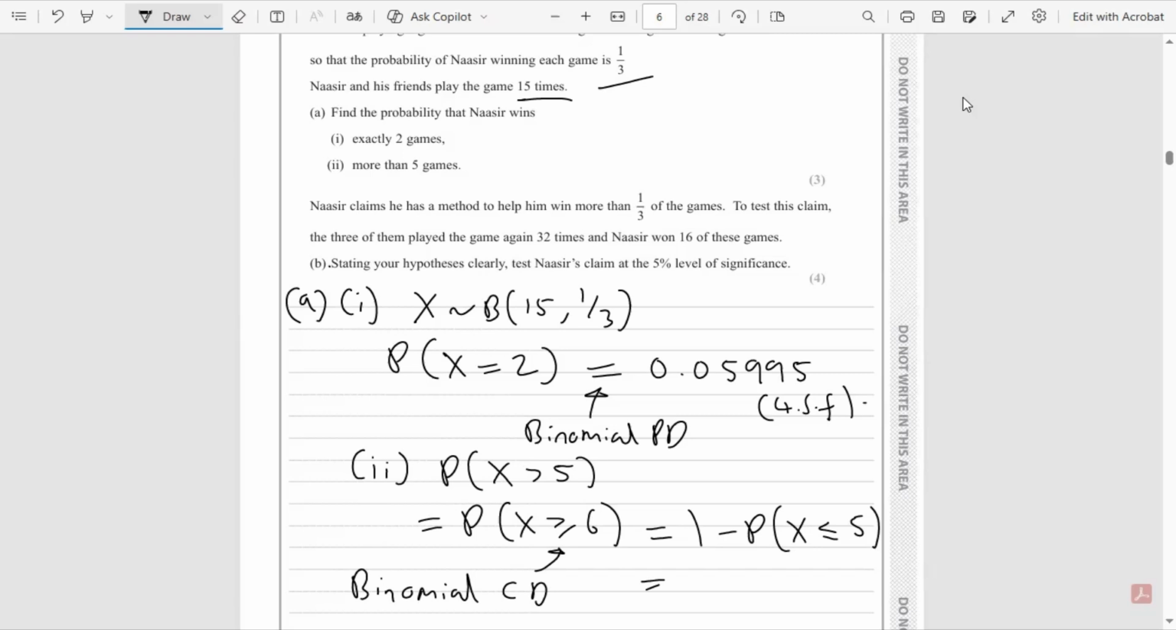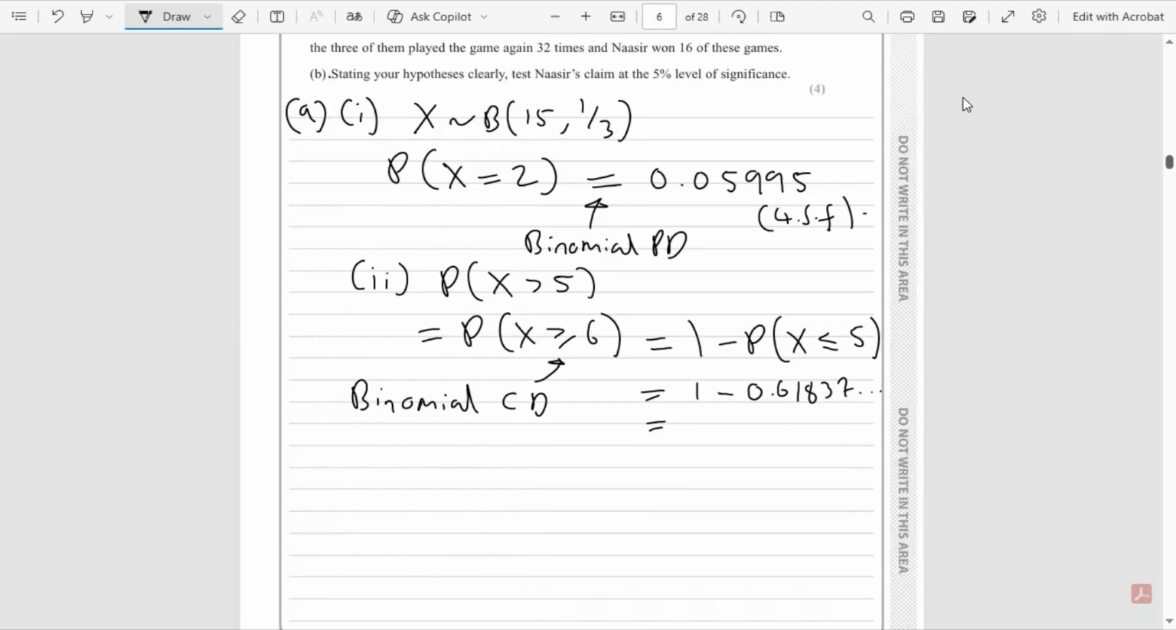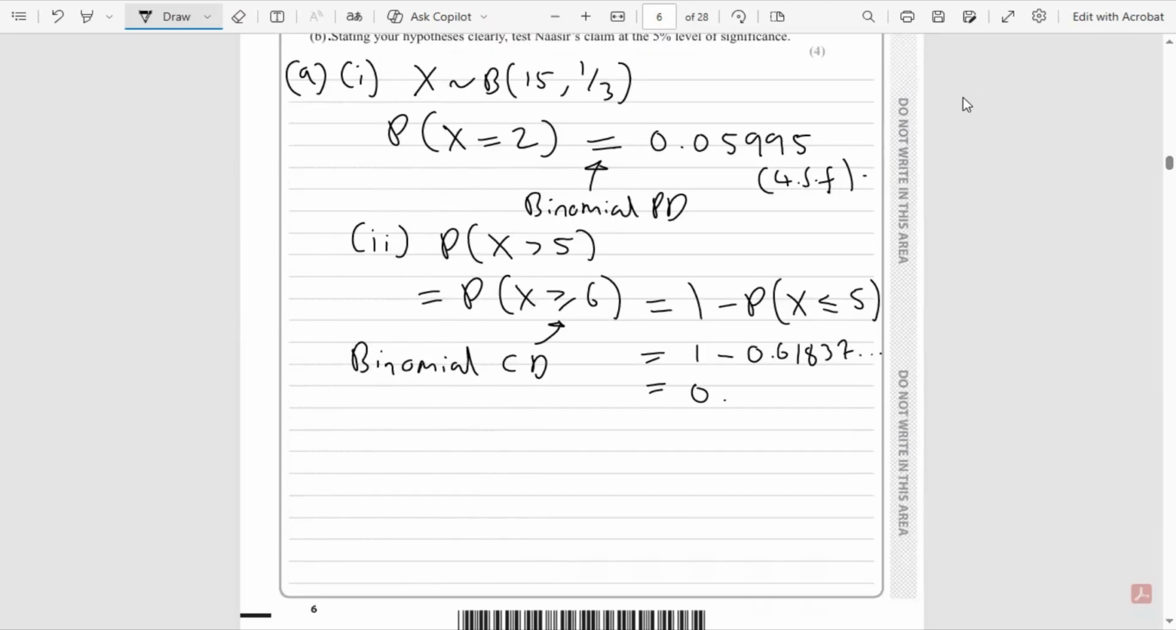So binomial CD. So my X will be 5, again, 15 trials, 1/3 success rate. So we've got here 1 minus 0.61837, so on and so on. So 1 minus this number on my calculator gives me 0.3816. Again, we'll give that to 4 sig figs, but 3 is fine as well, 0.381 to 3 sig figs. Perfect. So that is part A completed.